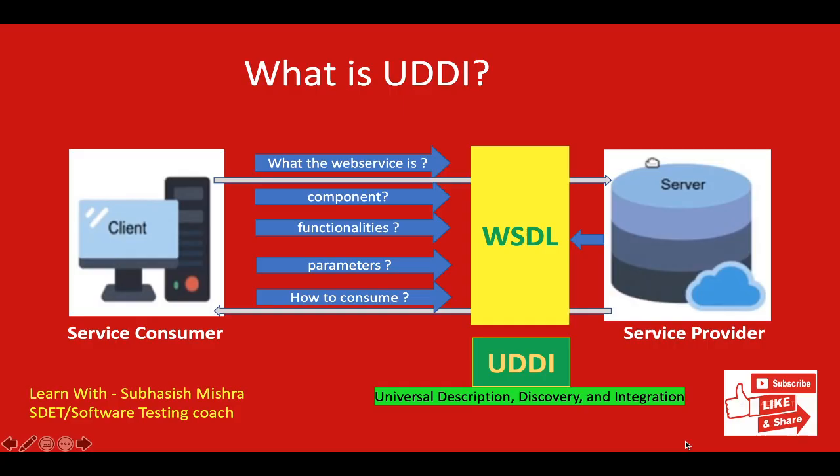UDDI is a standard for describing, publishing and discovering the web services that are provided by a particular service provider. It provides a specification which helps in hosting the information on web services. You can take an example of a telephone directory where a telephone directory has the name, address and telephone number of a particular person. The same way, UDDI registry will have the relevant information for the web service so that a client application knows where it can be found.